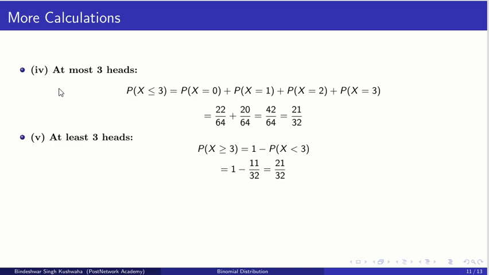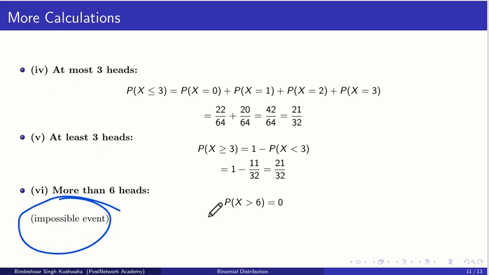At least 3 heads. That means you will subtract from 1 the probability of at most 2 heads, that is 1 minus P(X less than 3). So you will get the result here. More than 6 heads is an impossible event. Right? More than 6 heads you cannot get. So I hope you have understood the binomial distribution.